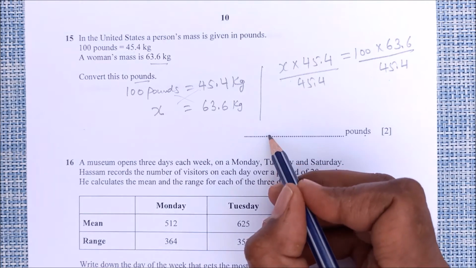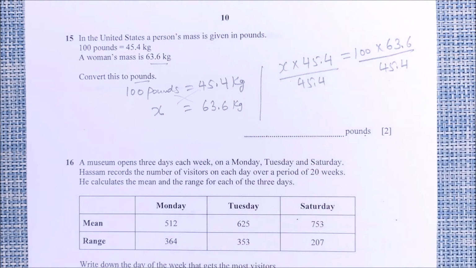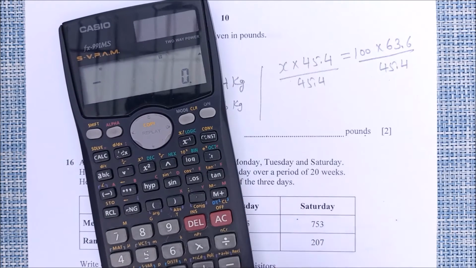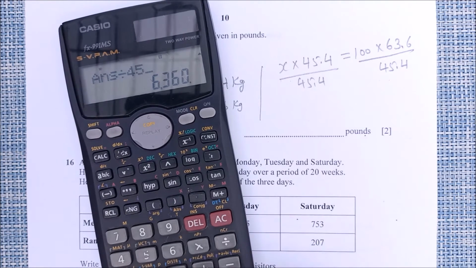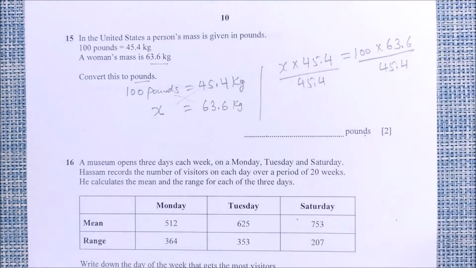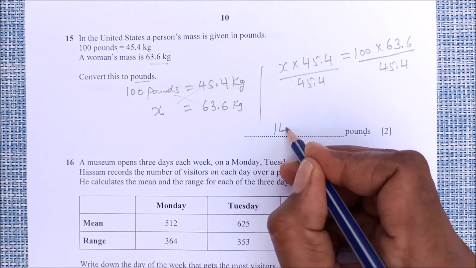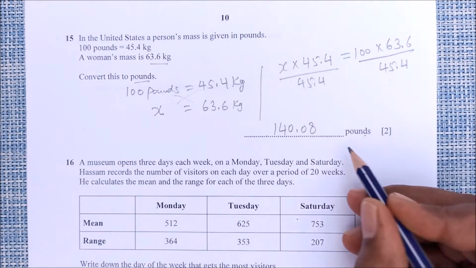You will get here, let's see, 100 times 63.6 divided by 45.4. So this is 140.08 pounds.